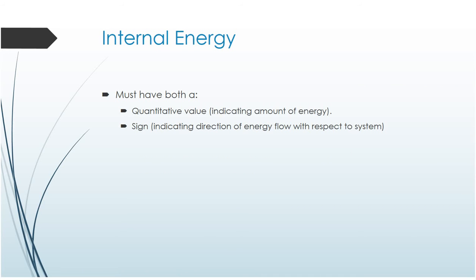Now, for our purposes, and especially in our homework, guys, when we talk about energy, it must have both a number and the sign. The quantitative number indicates the amount. The sign indicates whether the system is gaining or losing that amount of energy, okay?